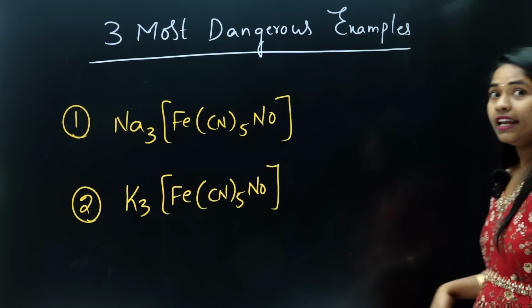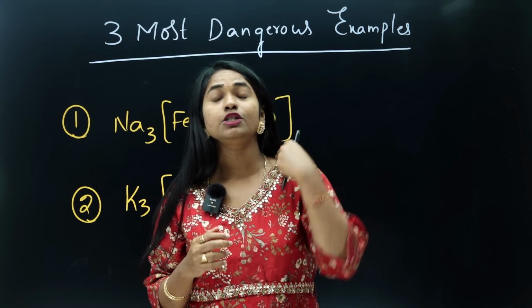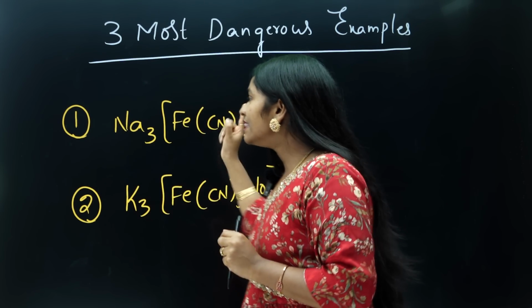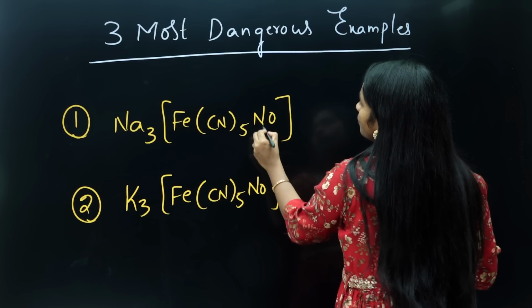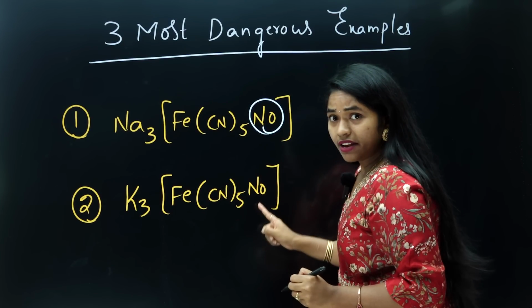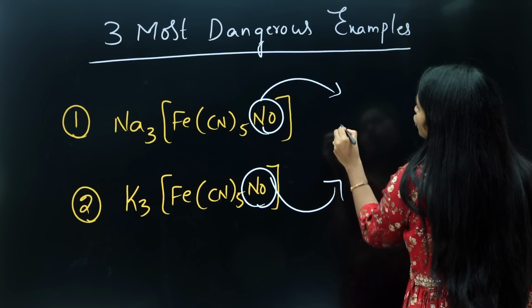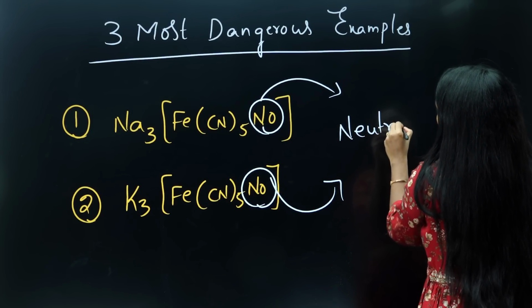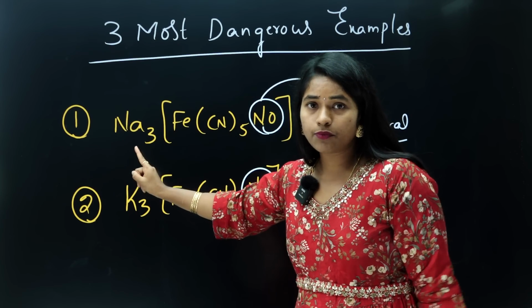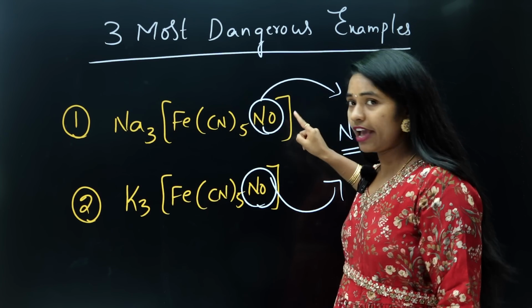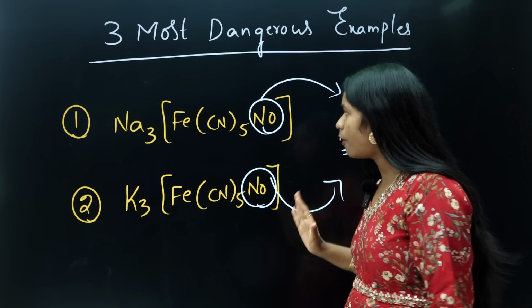Clear? Got the clarity? Now, I am going to teach you 3 most dangerous examples. These examples you have to keep in your mind. Example number 1 is Na3[Fe(CN)5NO], and K3[Fe(CN)5NO]. In these 2 examples, NO is a neutral ligand. You can't apply any logic or technique while solving. Repeat the examples one more time: Na3[Fe(CN)5NO] and K3[Fe(CN)5NO]. These 2 are the most important examples.